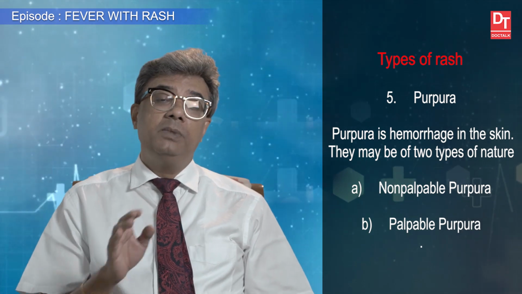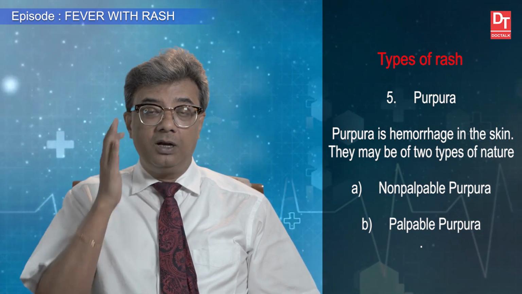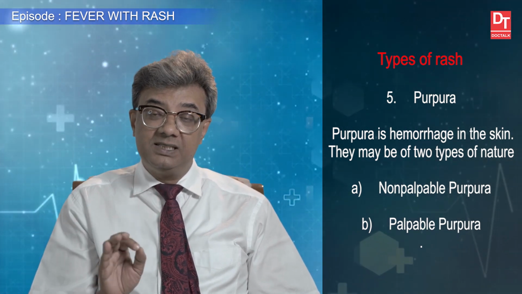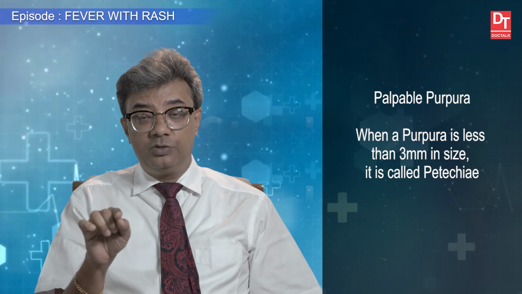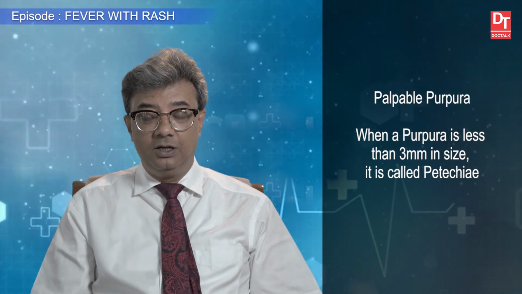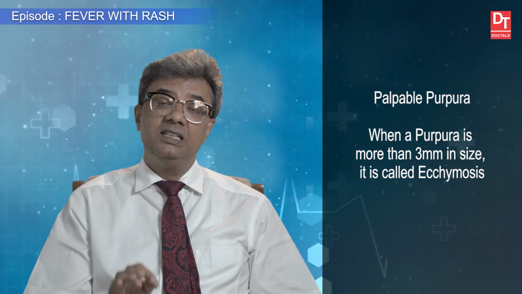Now, coming to the purpura. Purpura may be of two natures, non-palpable purpura and palpable purpura. Now, what is purpura? Purpura is basically hemorrhage within the skin. When hemorrhage in skin produces a lesion less than 3 millimeter, we call that petechiae, and when it is more than 3 millimeter in size, we call it ecchymosis. Basically, both are hemorrhage within the skin.